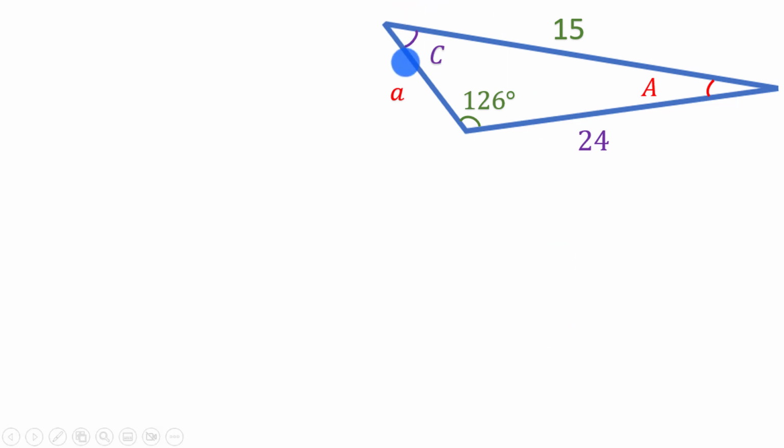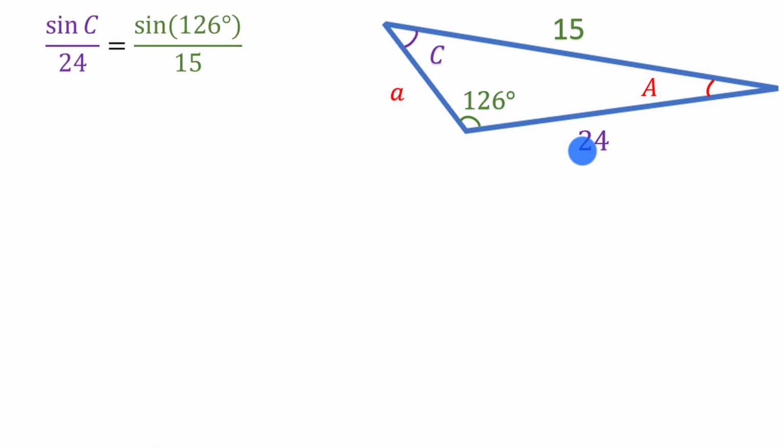Let's try to solve for the angle capital C. I know 126 degrees and the side opposite. I also know the side opposite of capital C. If that's the case, I know 3 out of 4 things, and I could use those two ratios to solve for capital C. Sine of capital C divided by the opposite side of 24 is equal to sine of 126 degrees divided by the opposite side of 15.